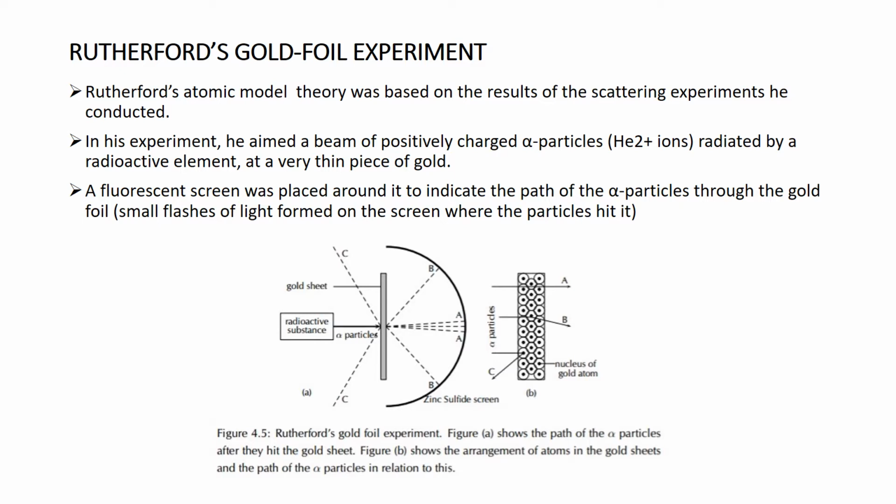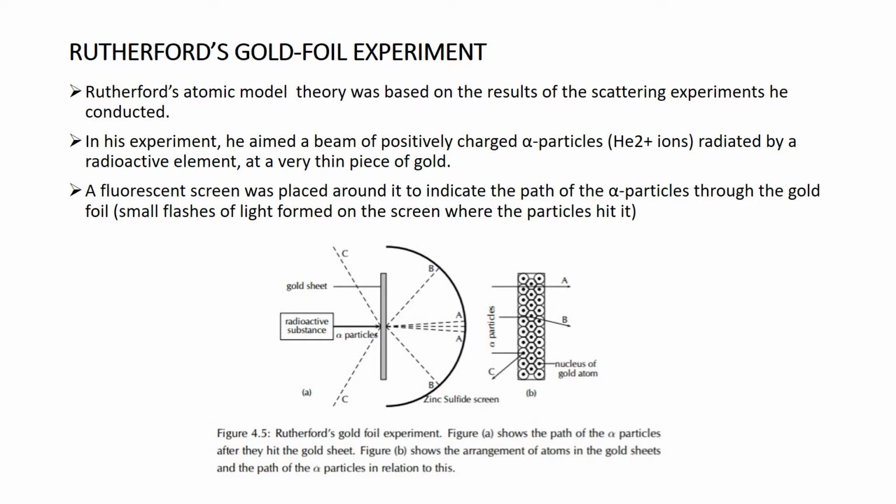So he aimed this beam of positively charged alpha particles at a very thin piece of gold. So as you can see in figure 4.5 below, we have a gold sheet, and this gold sheet is the very thin piece of gold that was used by Rutherford. A fluorescent screen was placed around it to indicate the path of the alpha particles. As you can see, the fluorescent screen, which is the zinc sulfate screen, in figure 4.5a.